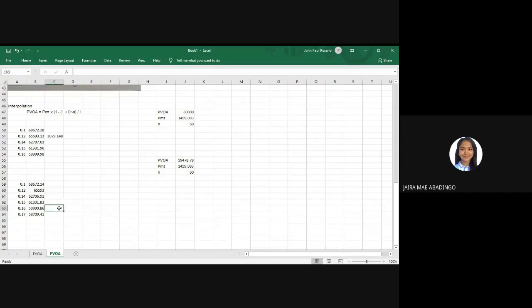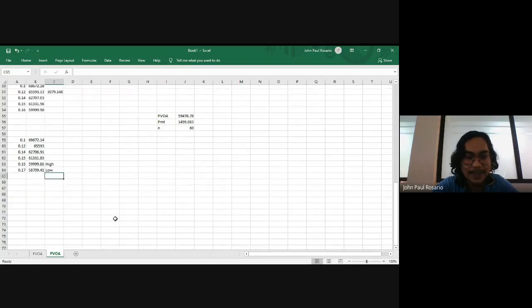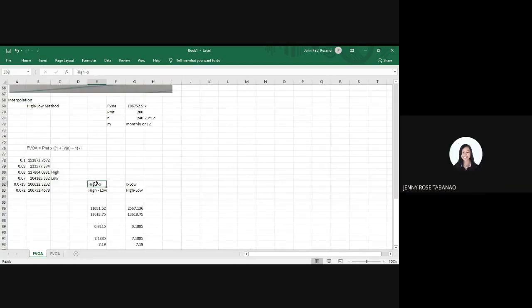And then looking at our amounts, this is our high, this is our low. Sir, that one is the high and that one is the low, because 0.17 is higher than 0.16. Now we look at our values, not our percentages. Gets? Yes, sir.